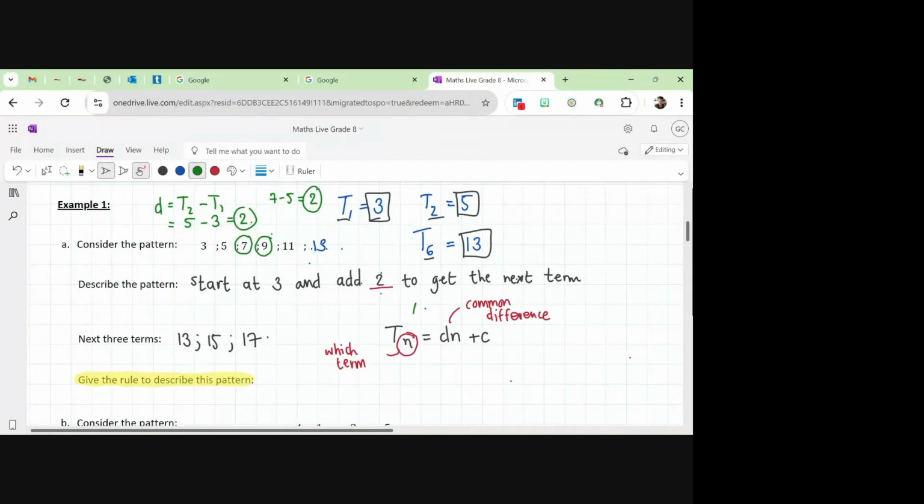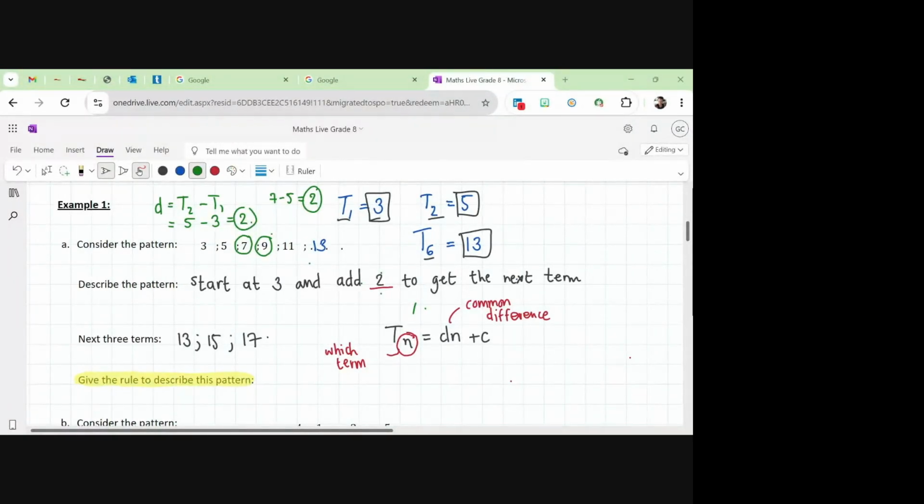So my common difference is when I take the number after and I minus the number before it, because that's what difference means in maths. It means minus. And I get a common number again and again and again. Thumbs up. Are we all okay with that? Yes? Lovely. Good. So the D stands for common difference.